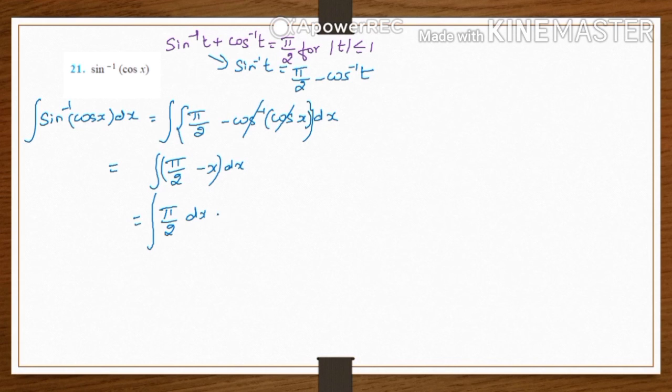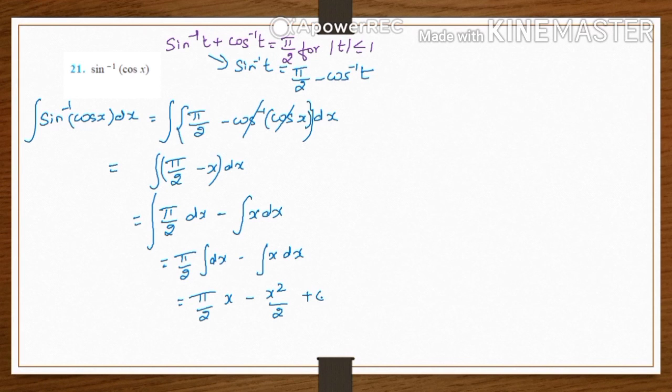So integral pi by 2 dx minus integral x dx. Pi by 2 is a constant, so we can keep it outside: integral dx minus integral x dx. So pi by 2 times x, minus integral of x which is x square by 2, plus c. This will be the answer.